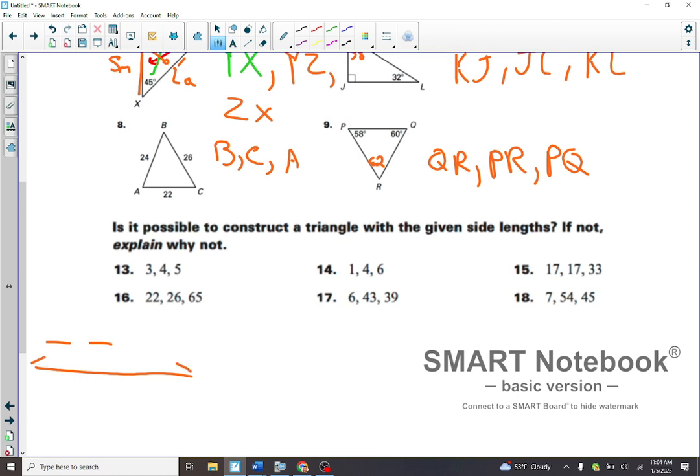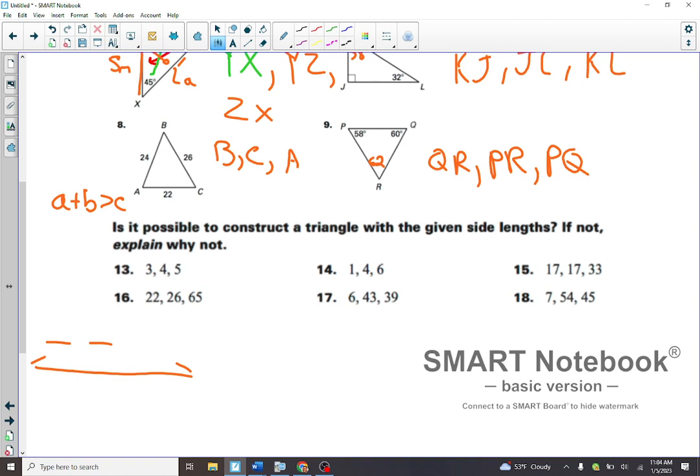Like, you put them on the edges and they won't reach. So because of that, what you need to have is the two small sides, we call that A and B, the two smaller sides, A and B, has to be bigger. And I mean actually bigger, not just equal to, bigger than the third side. So the two sides together need to be bigger than the third side.